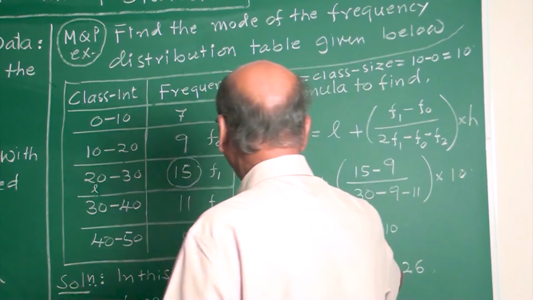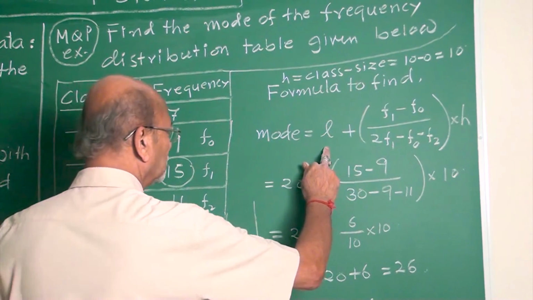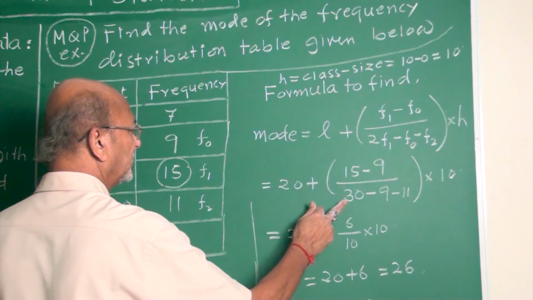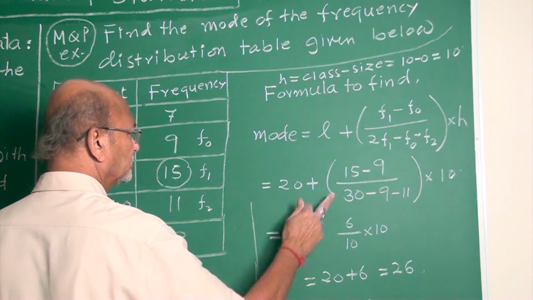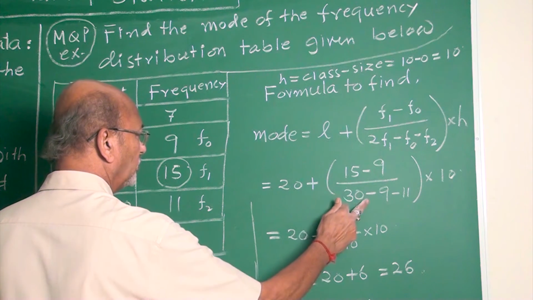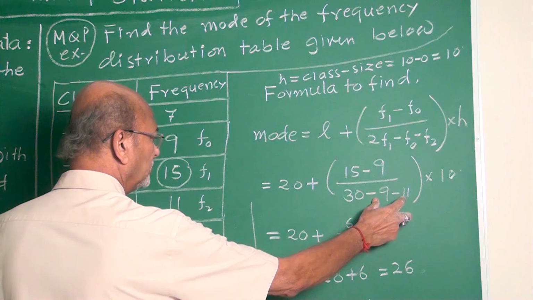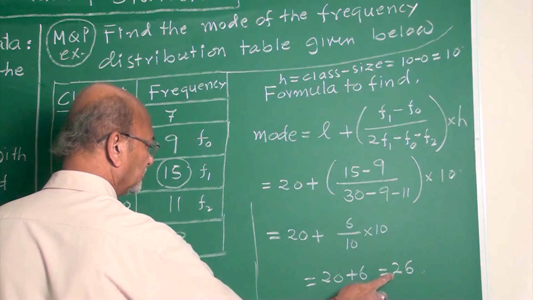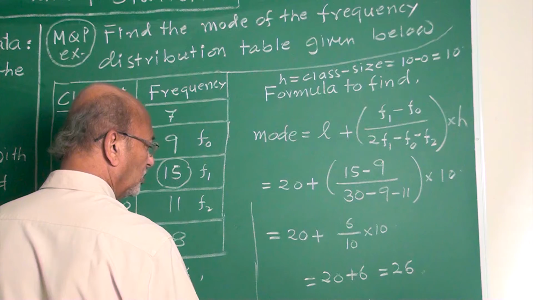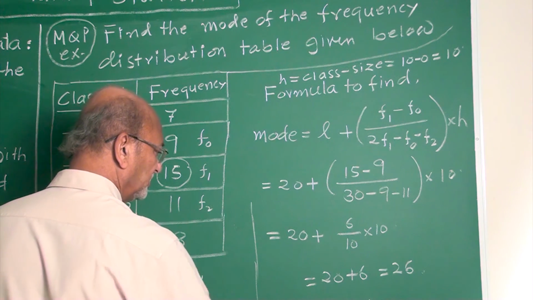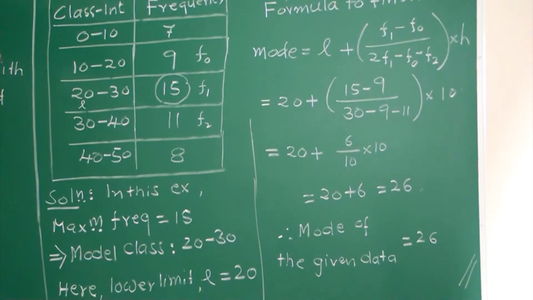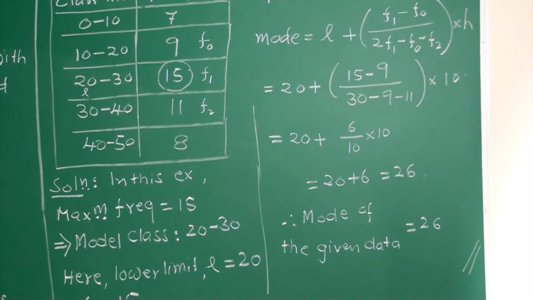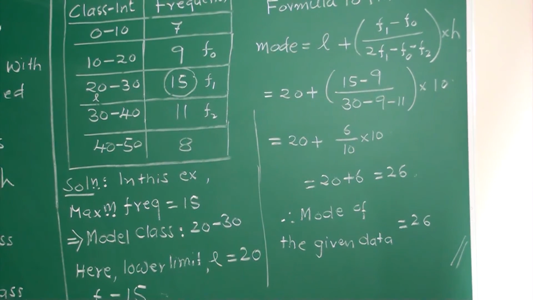Formula to find mode: now put the value of L, 20, plus (15 minus 9) upon (2 into 15 minus 9 minus 11). That gives 6 upon 10 into 10. The 10 cancels, and 20 plus 6 is 26. Therefore, the mode of the given data is 26. My friends, I give you 1 minute. Okay, copy it. I will explain once again.